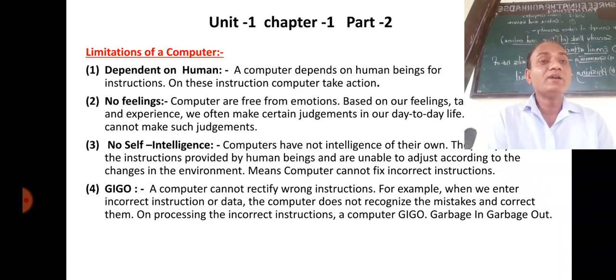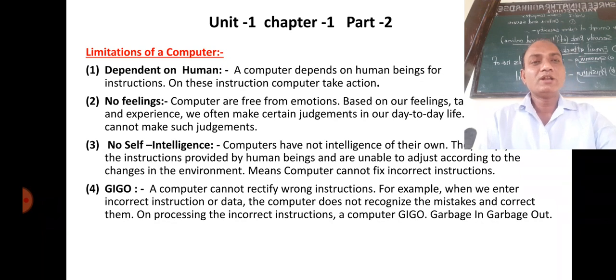For example, when we enter incorrect instructions or data, the computer does not recognize the mistakes and correct them. On processing the incorrect instruction, a computer is a GIGO, garbage in, garbage out. Means on processing that wrong data, the computer gives us a wrong output. So that is called GIGO, and this is the fourth limitation of the computer.